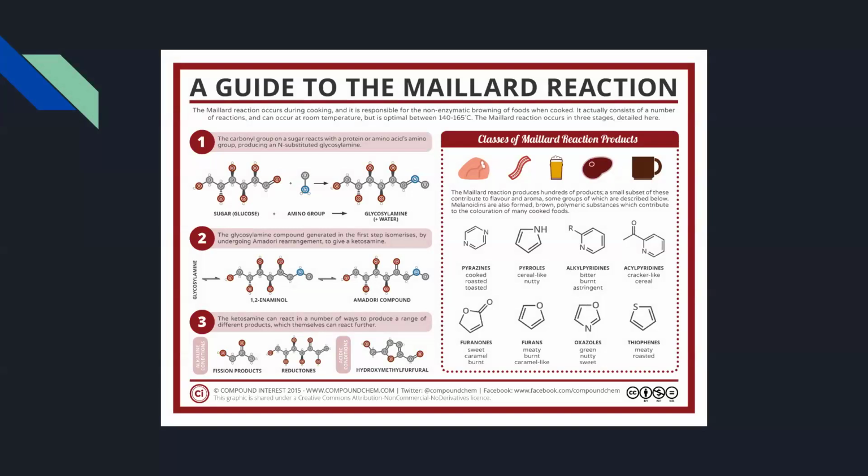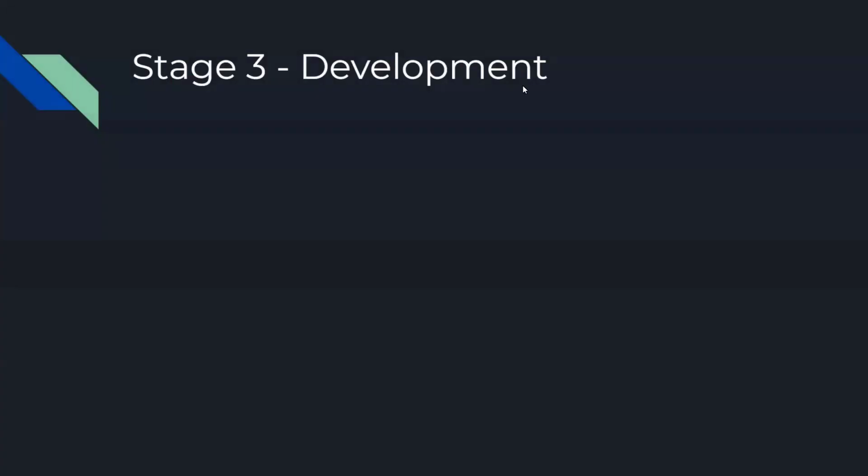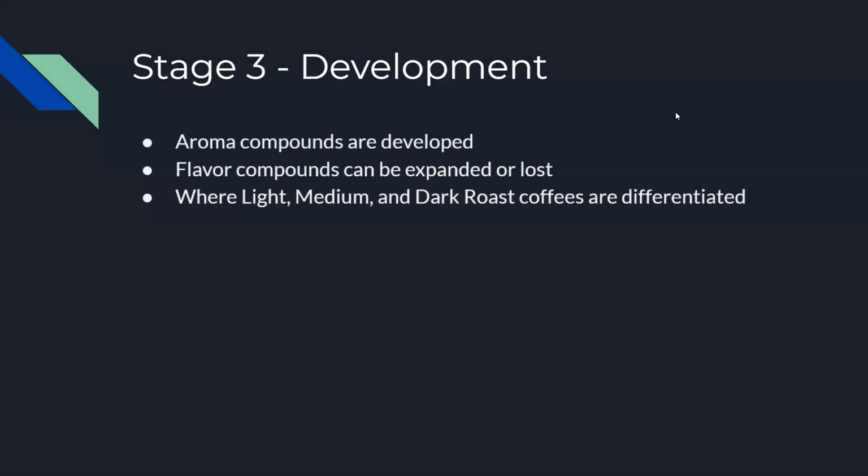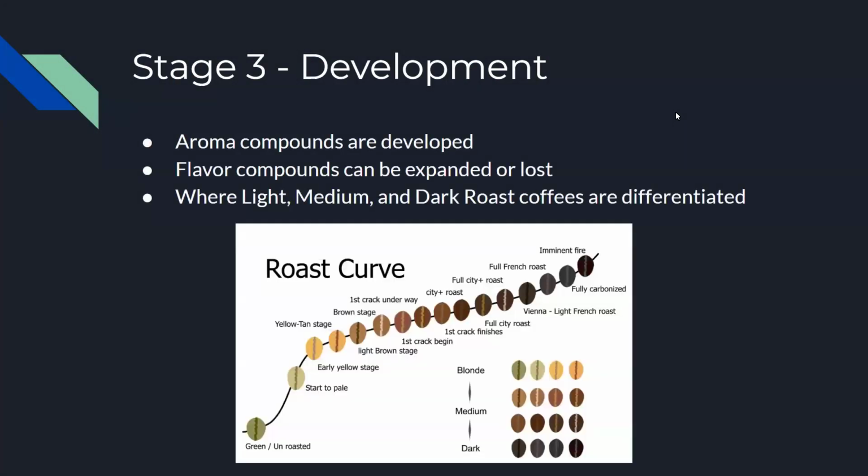Along with this reaction, this leads us into the third step, which is called the development stage. During this stage, you are developing aroma compounds, as well as the flavor compounds that you can expand. This stage is also where you start differentiating between light, medium, and dark roast coffees. One interesting aspect about this is that it's not only the total length of time that you're doing the roasting, but also the amount of time that you're able to stay at each stage.